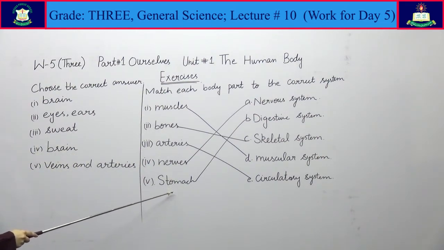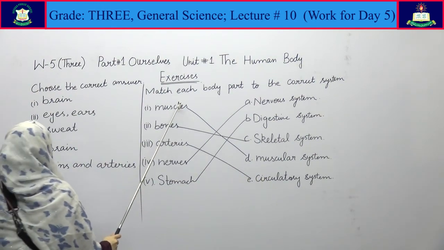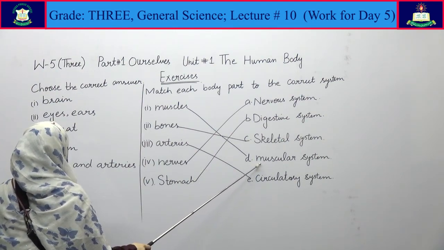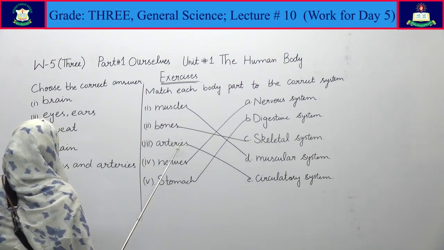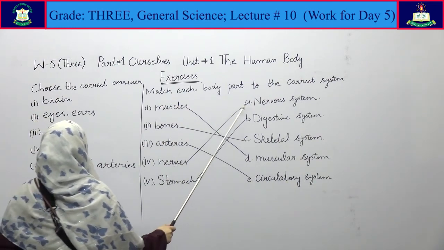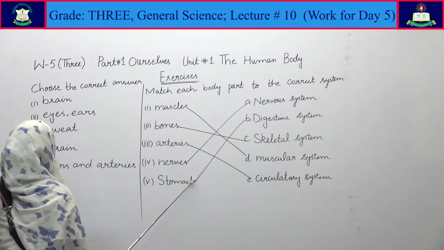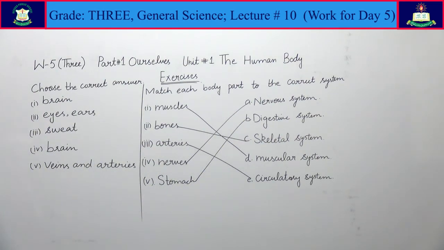So students, these are the body parts, and here these are different systems. Muscles attached to muscular system, bones match with skeletal system, arteries match with circulatory system, nerves belong to nervous system, and stomach belongs to digestive system. Question number 2 is completed. Question number 3.